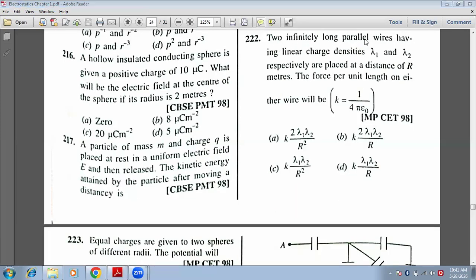Two infinitely long parallel wires having linear charge densities lambda 1 and lambda 2 respectively are placed at a distance of capital R meters. The force per unit length on either wire will be, take k equal to 1 upon 4 pi epsilon naught: option A k 2 lambda 1 lambda 2 upon R square, option B k 2 lambda 1 lambda 2 upon R, option C k lambda 1 lambda 2 upon R square, option D k lambda 1 lambda 2 upon R. Correct answer, option B, k 2 lambda 1 lambda 2 upon R.